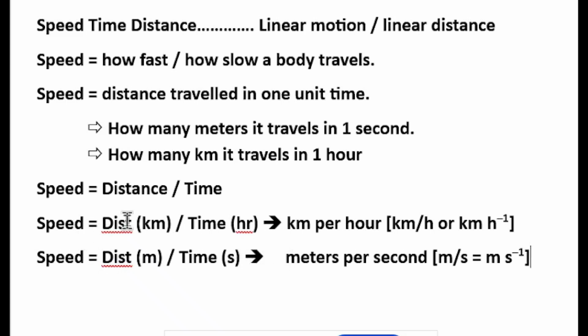If the distance happens to be in kilometers, like a train is traveling 60 kilometers and the time is given 4 hours, then kilometers by time in hours, that will be kilometers per hour. And if the distance is in meters and time is in seconds, like 20 meters in 3 seconds, then meters by seconds, so meters per second. Okay?